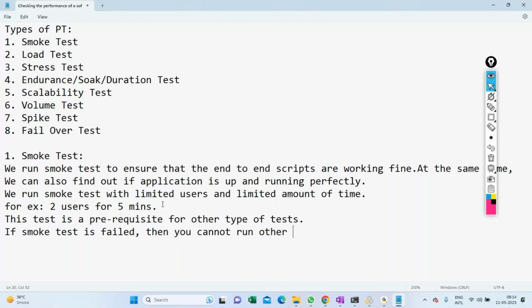For example, you are planning to run a load test today evening. Now, just before load test, a few minutes ago or a couple of hours ago, you ran a smoke test, and the application is down. Your smoke test has failed. Then you cannot run the load test. Okay. So this is all about smoke testing, guys. Any questions about smoke testing?